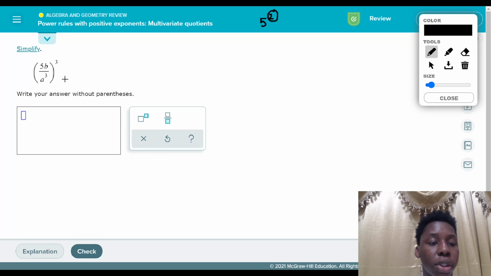For example, let's look at this question. I'm going to use it to go through this. It's 5b over a to the power 3, all raised to the power 3. The first step that I want to do in this kind of situation is to treat each number or each variable as separate. I want to treat them separately.